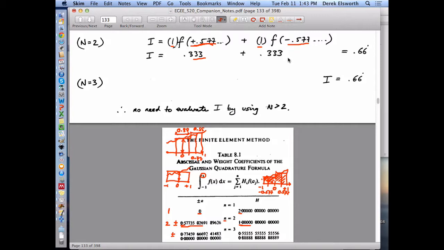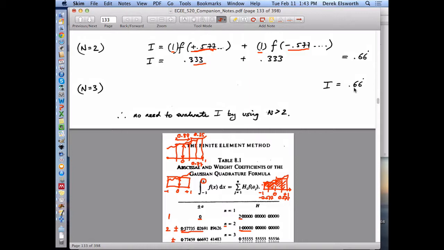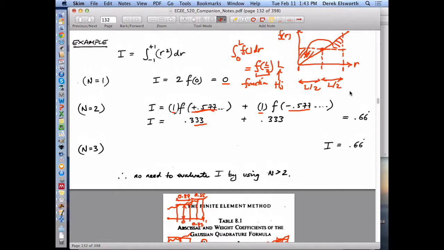And if you do that using three-point quadrature, you end up with 0.666 as well. So it is the exact result, isn't it? So what should the exact result be? The integral of r squared should be a third r cubed, I suppose, right? Evaluated between plus 1 and minus 1. And so that is the same as a third, so a third times 1.